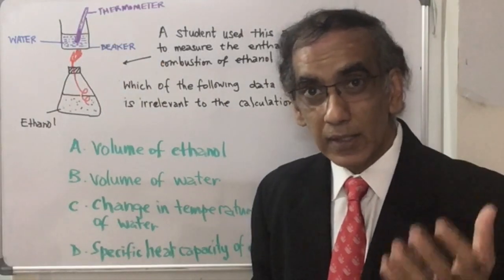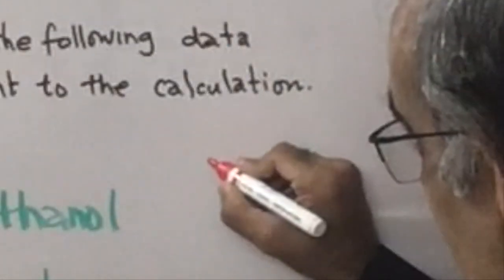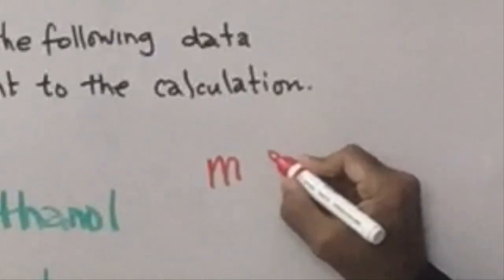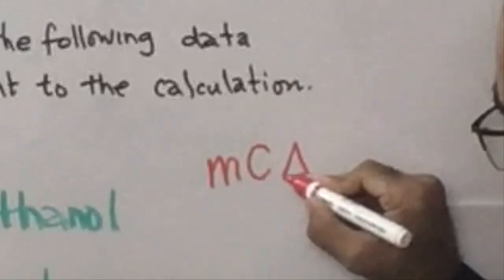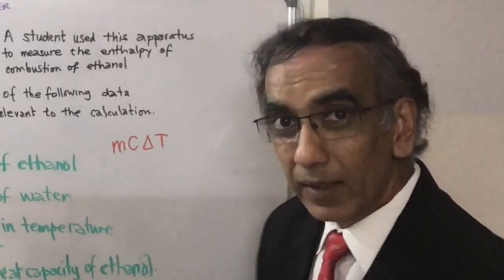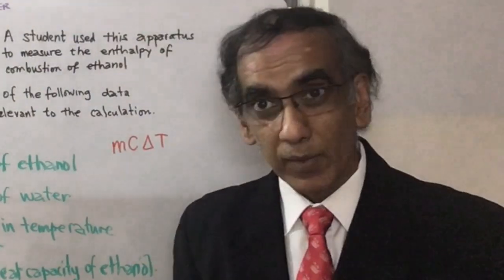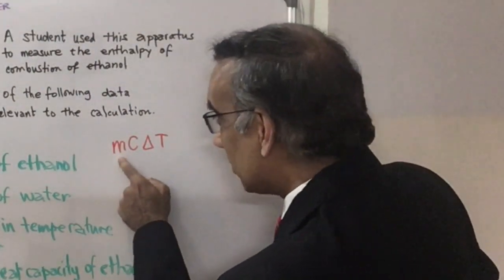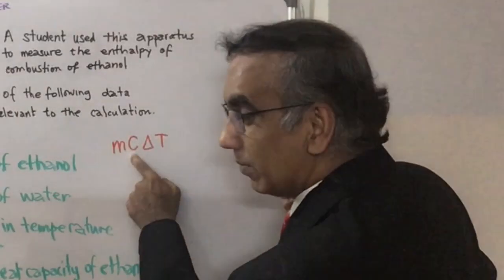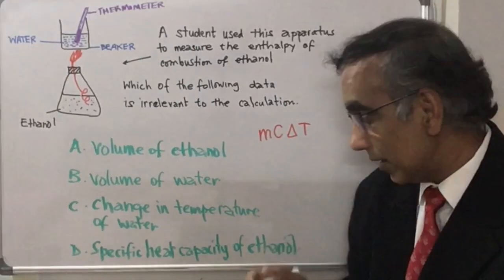So what you're going to need to do to get the enthalpy of combustion of ethanol is mass multiplied by specific heat capacity multiplied by the change in temperature. An equation that students are familiar with, mc delta T. But very often, they are not sure about what m has to be used, what c has to be used, and of course delta T is the change in temperature.